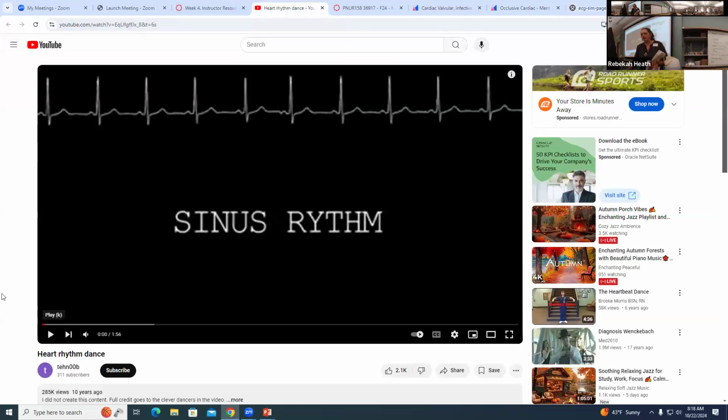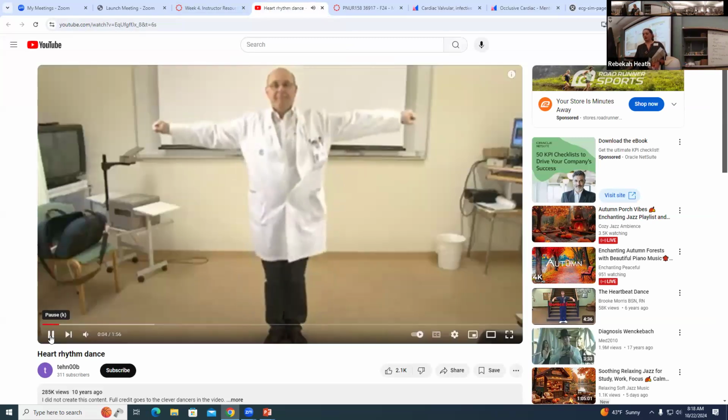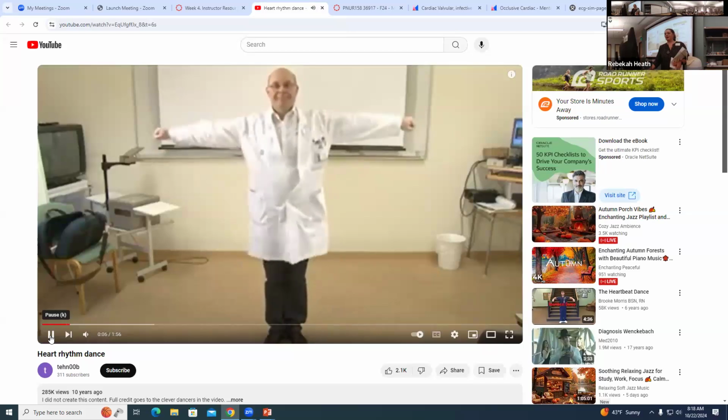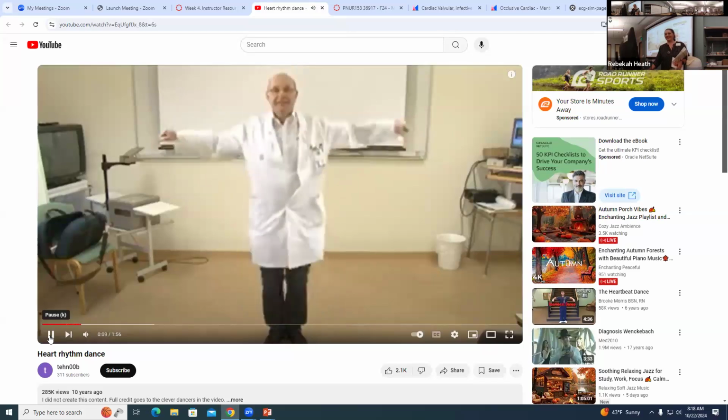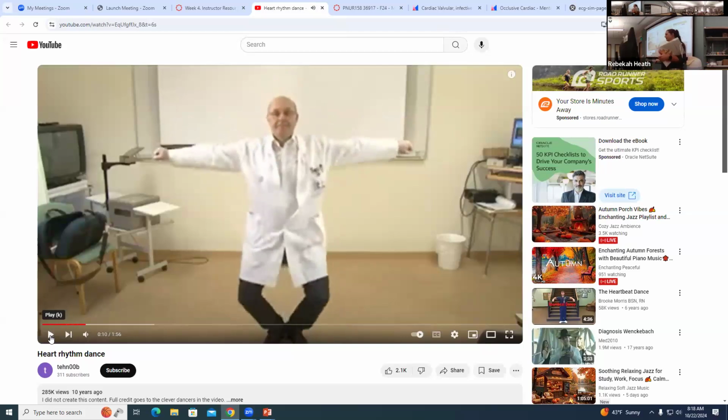I bet you people from home are so sad you're not here for this, right? So here is sinus rhythm, just as an example. I'm not going to give anybody sinus rhythm. Look how cute he is. So that's just an example that I found. Based on whatever group you're in and what rhythm I give you, I'm going to give you a few minutes to decide how we could show what this rhythm is.